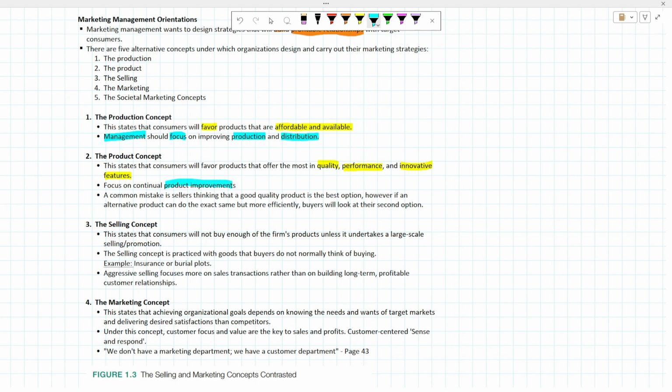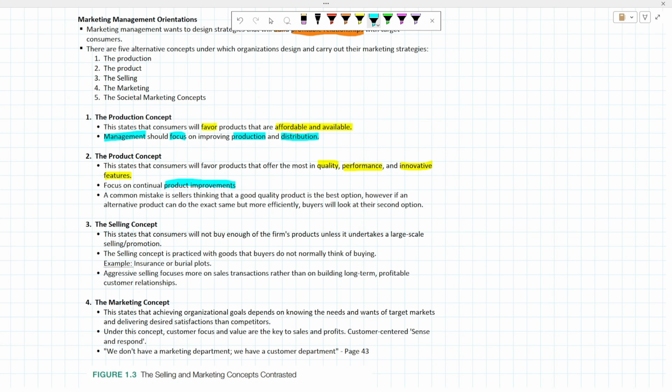So product improvements. A common mistake is sellers thinking that a good quality product is the best option. However, if an alternative product can do the exact same but more efficiently, buyers will look at their second option.